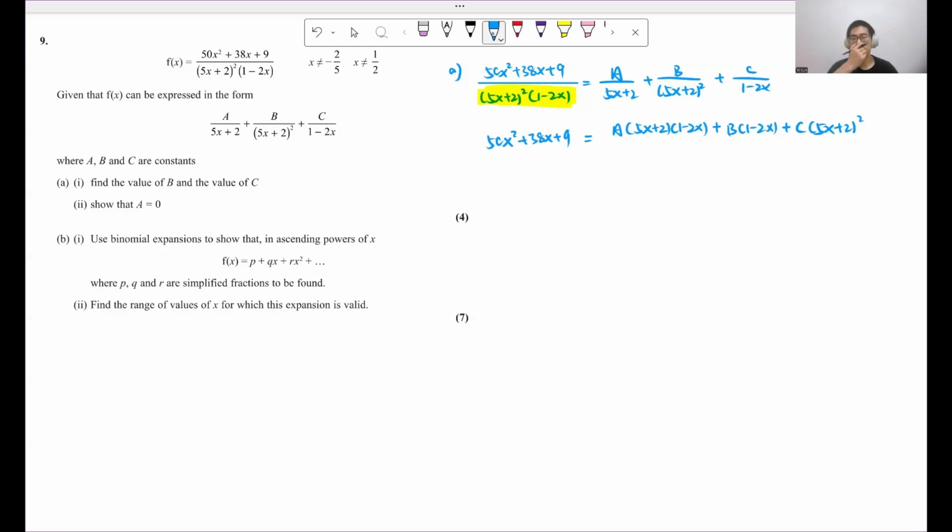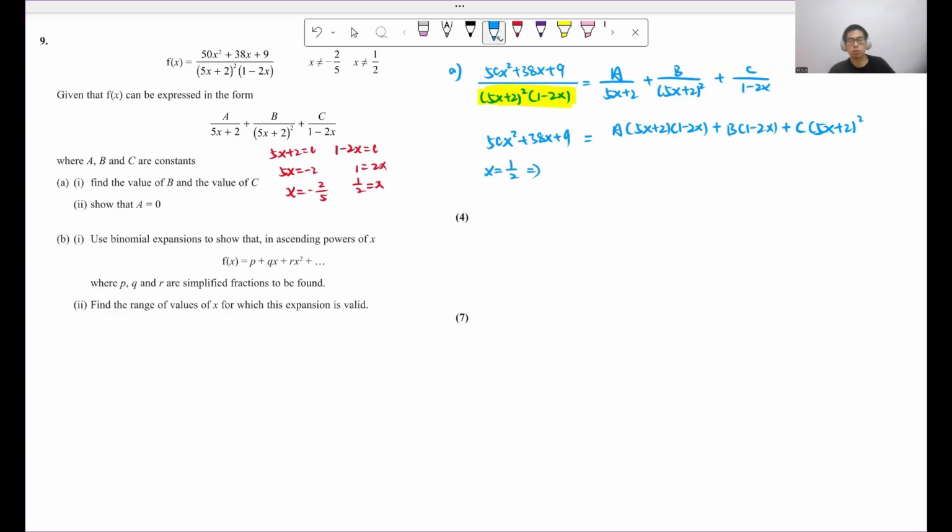So to find each value, we just have to substitute values to cancel out some of the terms. First, let some of the brackets be equal to 0. For example, if 1 minus 2x is equal to 0, then 1 equals 2x, so x is equal to 1/2. So we can let x equal to 1/2, or you can let 5x plus 2 equal to 0, so 5x equals negative 2, and x equals negative 2 over 5. Both work. So let's let x equal to 1/2 first.